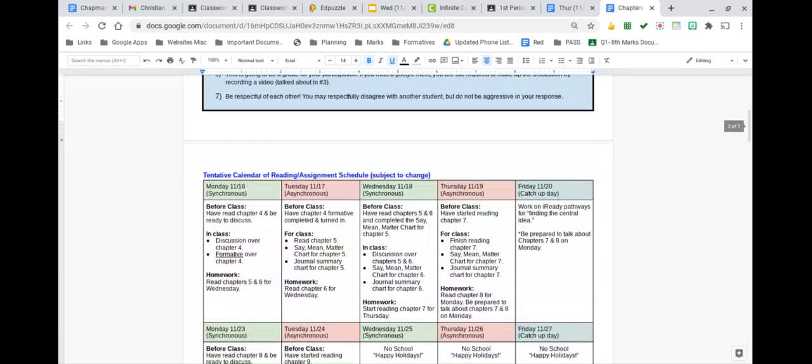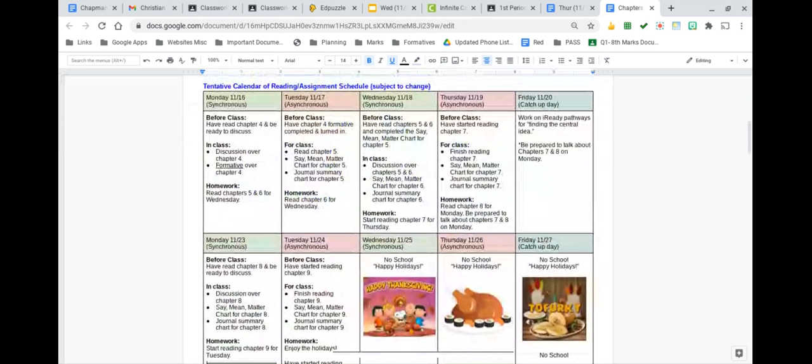Okay, so here is your schedule, and this is tentative, which means it's subject to change. So this isn't like a permanent schedule. We might have to change it around a little bit. But so for Monday, you need to have read chapter 4 and be ready to discuss it. Then in class, so this is what you need to do before we meet in class, okay? Then in class, we're going to talk about chapter 4. You're going to have a formative over chapter 4. And then you're going to start for your homework to read chapters 5 and 6 for Wednesday.